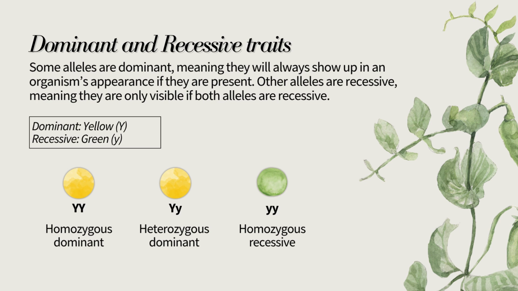Alleles can be dominant or recessive. A dominant allele, like yellow, Y, will always show up if present. A recessive allele, like green, y, only appears if both alleles are recessive. So, we have three combinations: YY, homozygous dominant, yellow; Yy, heterozygous, yellow; yy, homozygous recessive, green.